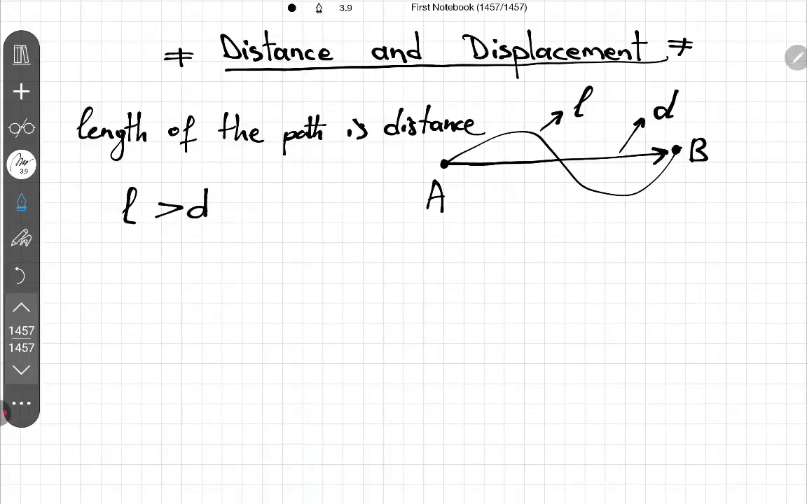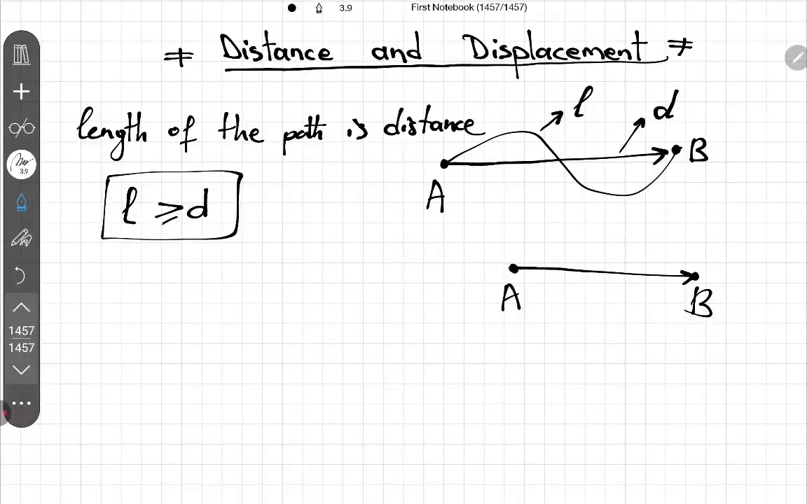So let's discuss if it is possible to have the displacement and distance with the same values. Is it possible? Yes, of course it's possible. It's only possible when we are traveling by using a straight line from A to the point B. In this case, as you see, the length of the path is equal to the displacement because it's the shortest distance between A and B. So we can easily write down that the length of the path, the distance, is either greater or equal to the displacement of the object during any motion.